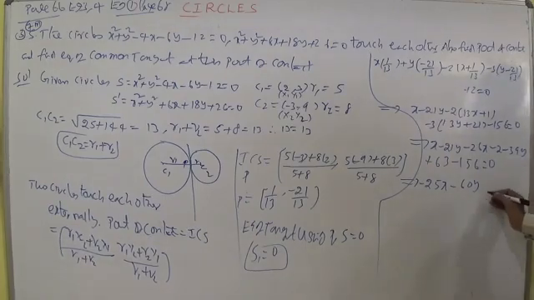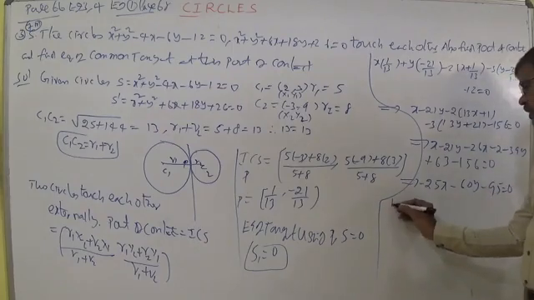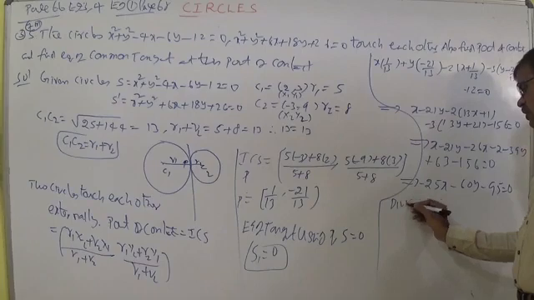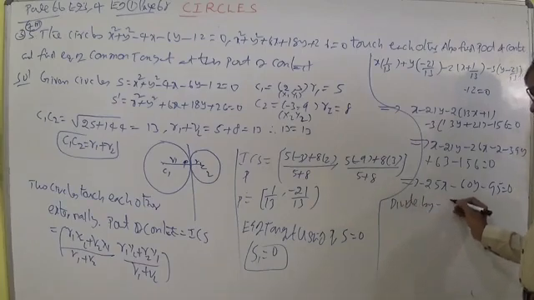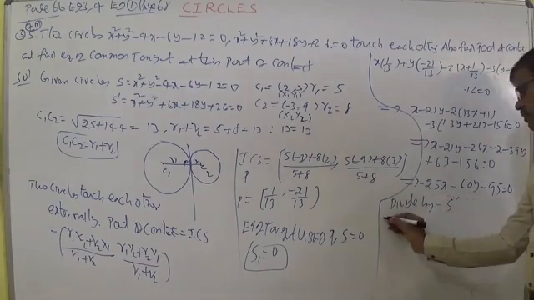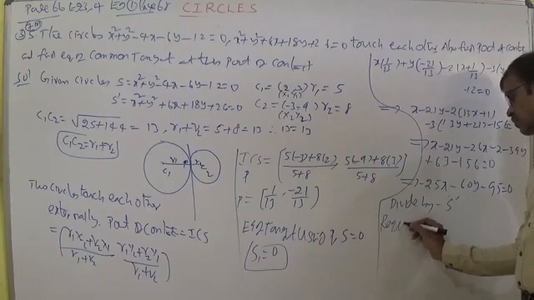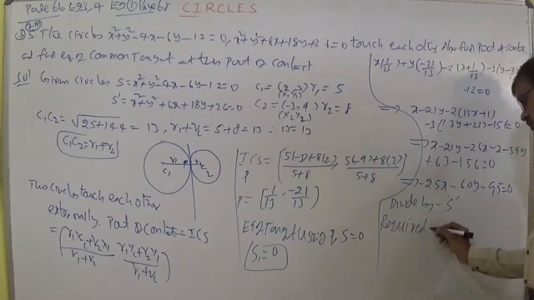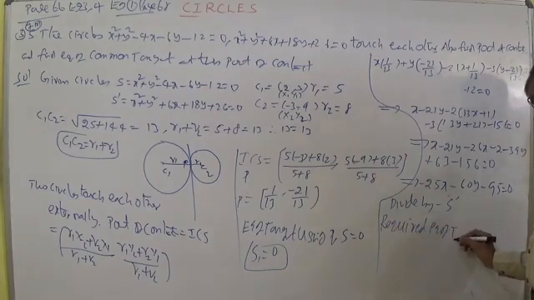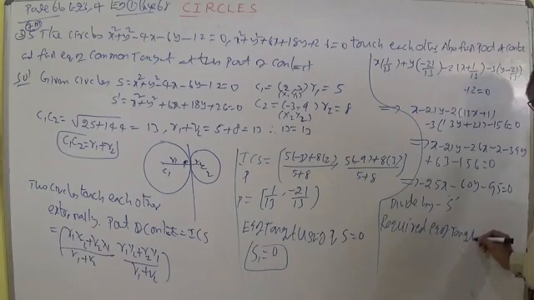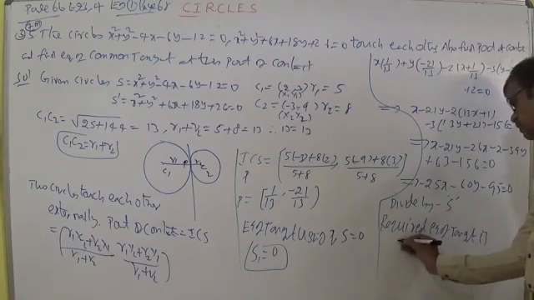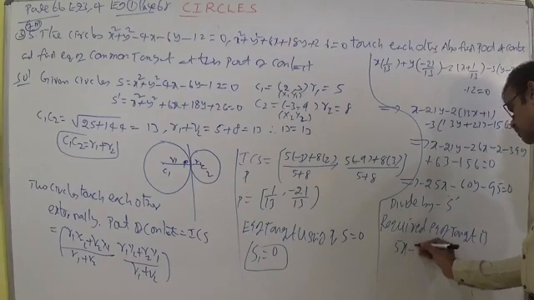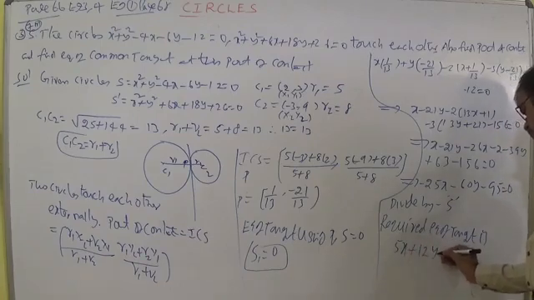Minus 60y and this is minus 95, equal to 0. Divide by minus 5. You get the required equation. Required equation of tangent is 5x plus 12y plus 19 equal to 0.